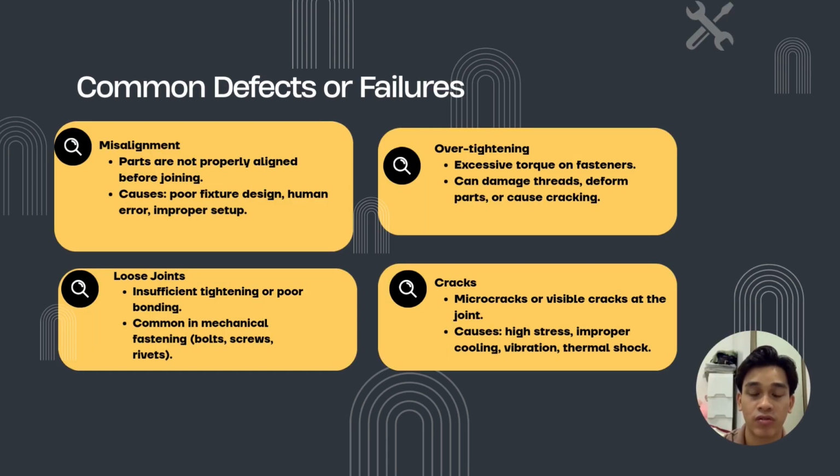Next are common defects or failures. First is misalignment. Parts are not properly aligned before joining, and it is caused by poor fixture design, human error, and improper setup. Second is the loose joint. Insufficient tightening or poor bonding can be common in mechanical fastening, which is bolts, screws, and also rivets. Third is over-tightening, excessive torque on the fastener. It can also damage the thread, deform the part, or cause cracking. Lastly is the crack. Micro cracks or visible cracks at the joint are mostly because of high stress, improper cooling, vibration, and also thermal shock.